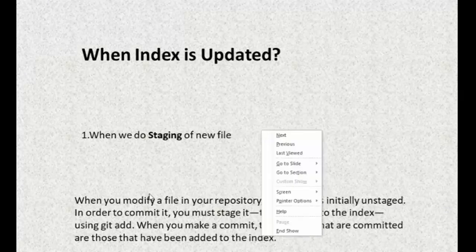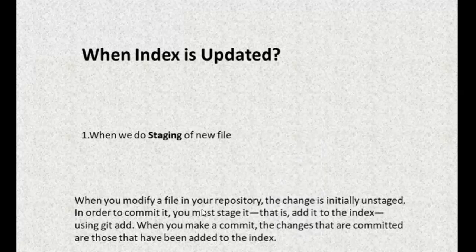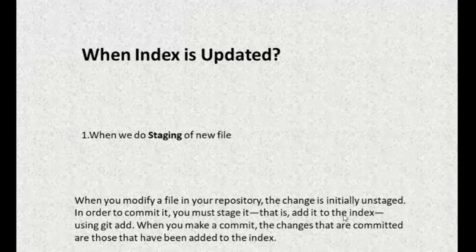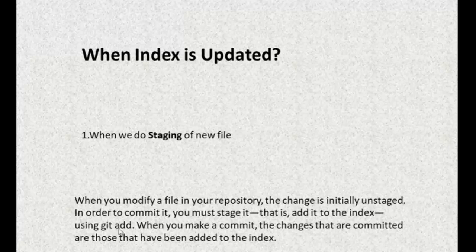If you can see the description here, when you modify a file in your repository, the change is initially in unstaged mode. So when you add a new file to the existing project, initially it is in unstaged mode, and in order to commit it, you must first stage it. How can staging be done? You have to add the file through the git add command, or in Tortoise Git there is an option. I will show it at a later stage. Through that you can add the file, and then the index file will be updated.